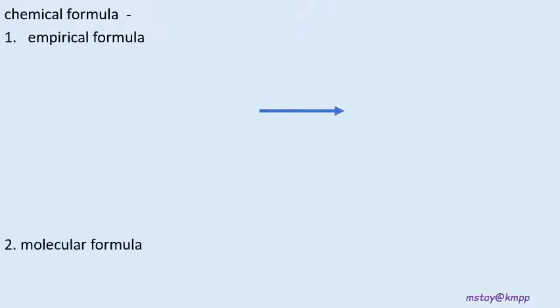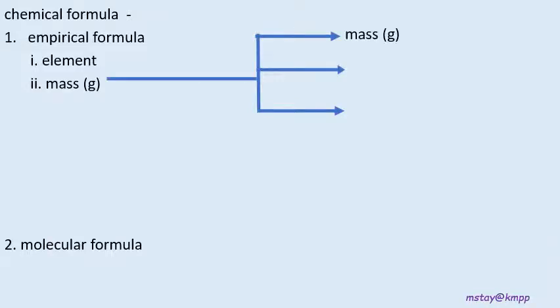Let's summarize this topic. There are two types of chemical formula. First, empirical formula. Second, molecular formula. To identify the empirical formula, first we need to know what the elements in the compound are. Second, we have to know the mass in terms of gram. In the question, the mass can be given directly, or sometimes the mass will be given in percentage. If this case happens, we need to write down, assume there is 100 grams of sample, above the table.